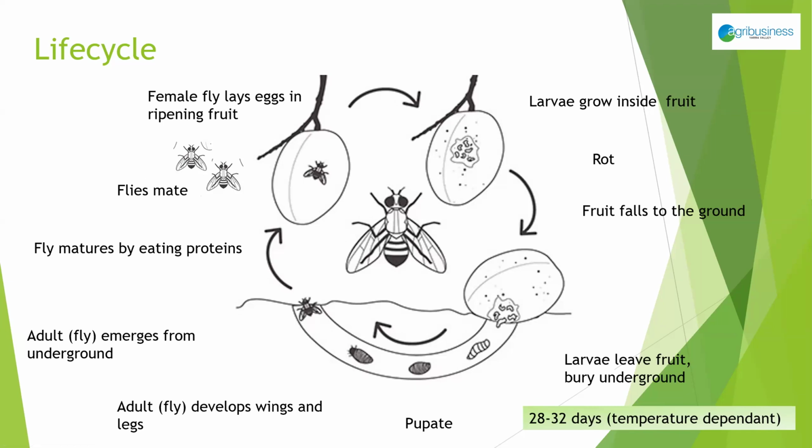So what we're going to do tonight is use this life cycle, identify the weaknesses, identify where we have tools to impact this life cycle and disrupt the production of Queensland fruit fly.